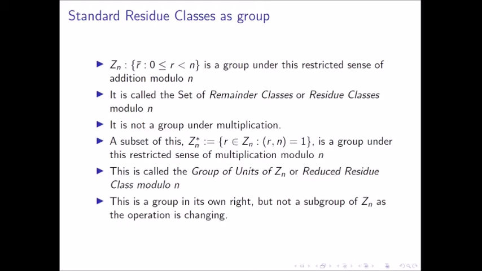Because as you had seen in the assignment or was hinted in the last class, it's a group under multiplication with 1 as the identity. But note that it's not a subgroup of Zn, as Zn is a group with addition and Zn star is a group with multiplication. The operation differs.